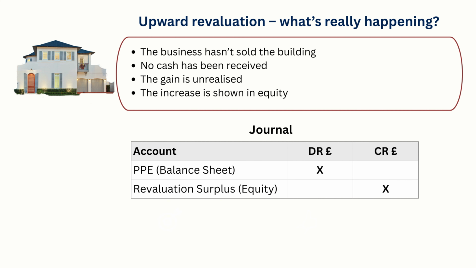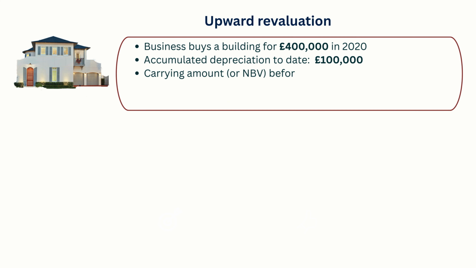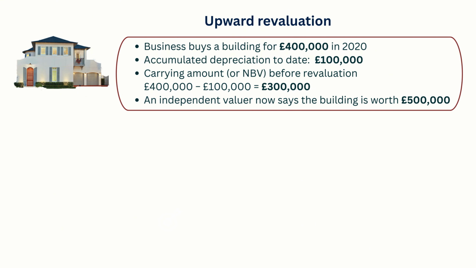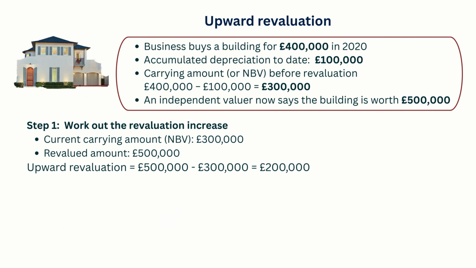Let's see how upward revaluation works in practice. Business bought a building years ago for $400,000. Accumulated depreciation to date is $100,000. Carrying amount or net book value before revaluation is $400,000 minus $100,000 equals $300,000. An independent valuer now says the building is worth $500,000. Step 1. We work out the revaluation increase. Current carrying amount is $300,000, revalued amount is $500,000, upward revaluation is $200,000.